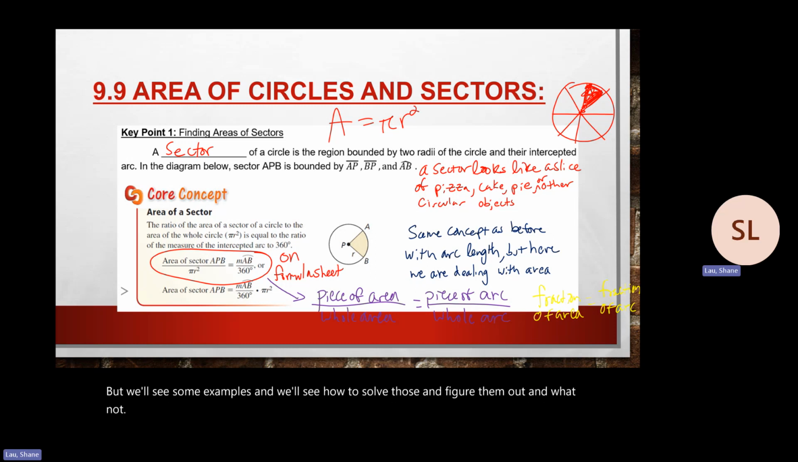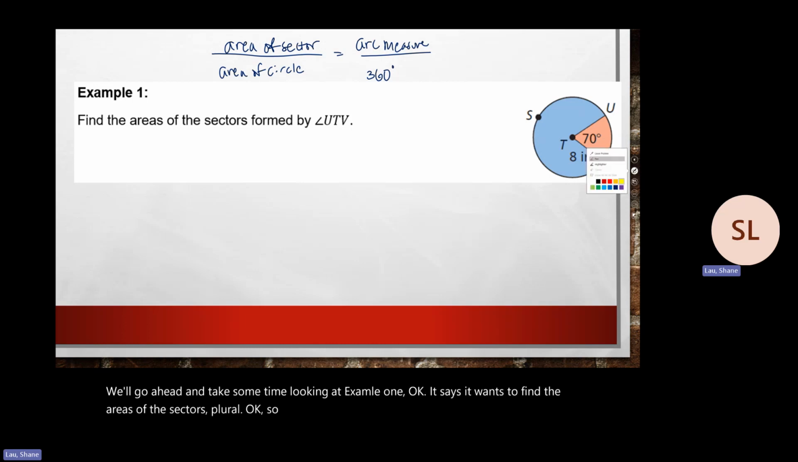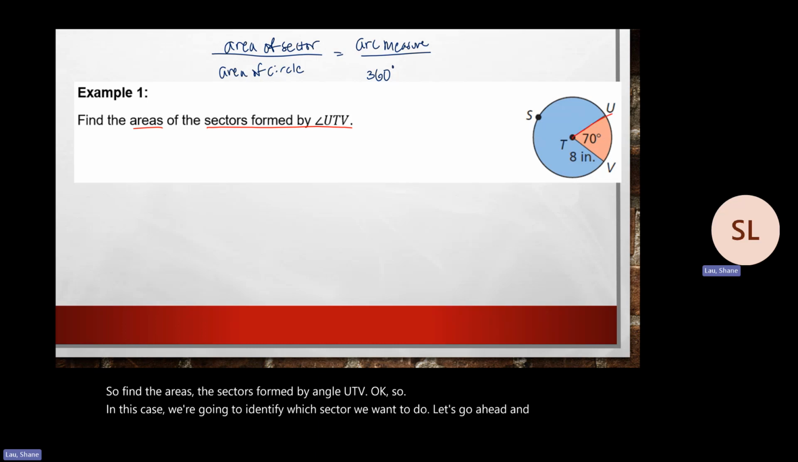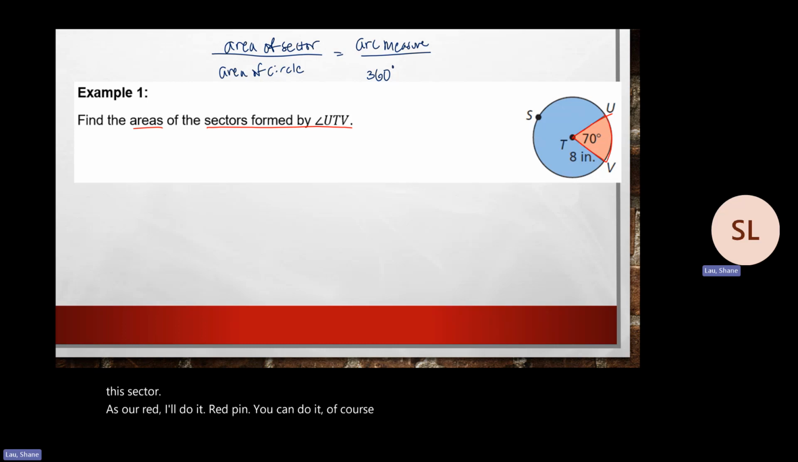We'll go ahead and take some time looking at example 1. It wants us to find the areas of these sectors, plural, so make sure you're doing both sectors. Find the areas of the sectors formed by angle UTV. In this case, we're going to identify which sector we want to do. Let's identify this sector as our red. I'll do it in red pen. You can do it in whatever you have available.